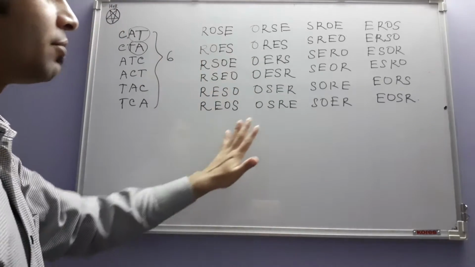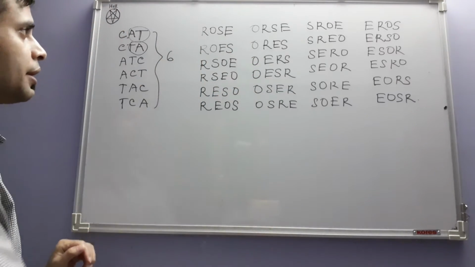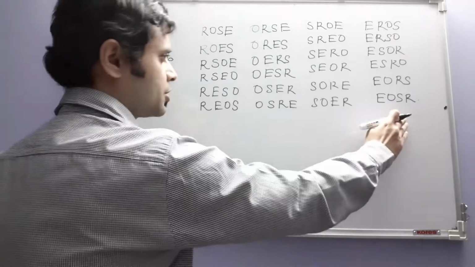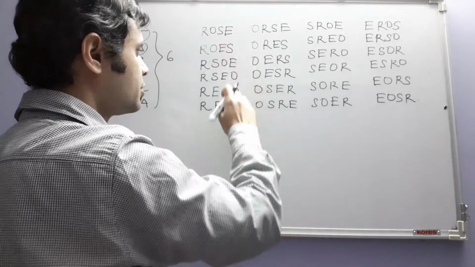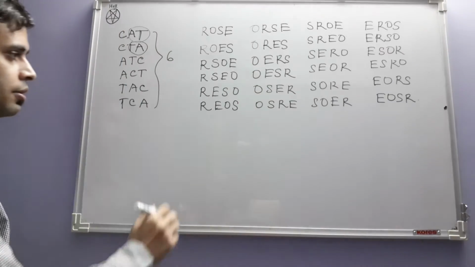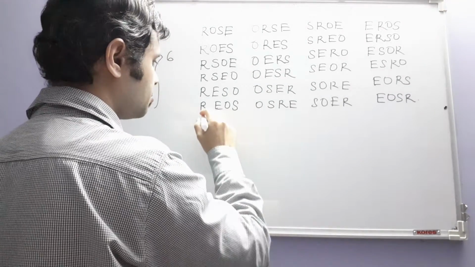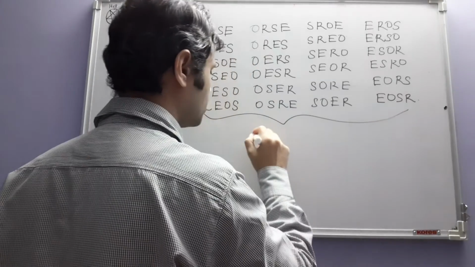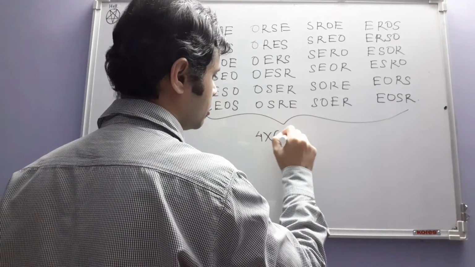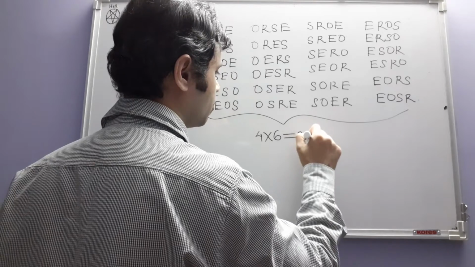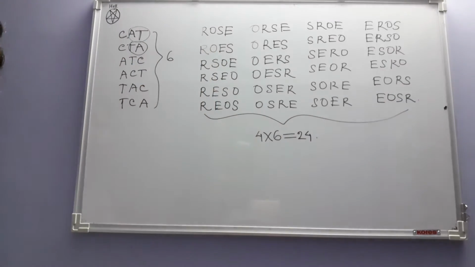Now, how many of them are there? You see, I have 4 columns, right? In each column I have 6 entries. So the total number of arrangements here is 4 times 6, which is equal to 24, right?